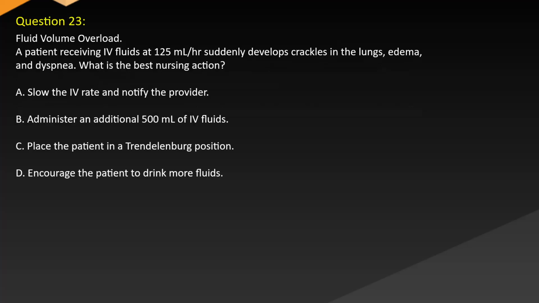Question 23. Fluid volume overload. A patient receiving IV fluids at 125 mL/hr suddenly develops crackles in the lungs, edema, and dyspnea. What is the best nursing action? A. Slow the IV rate and notify the provider. B. Administer an additional 500 mL of IV fluids. C. Place the patient in a Trendelenburg position. D. Encourage the patient to drink more fluids.